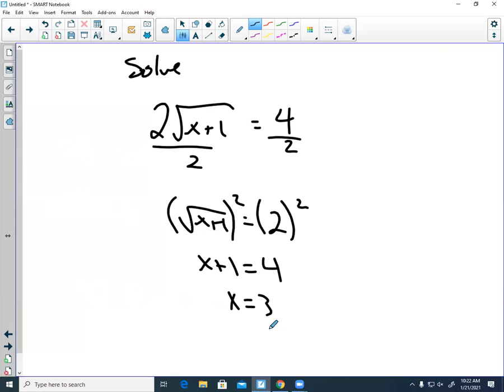All right, so that's something to think about. But your first step with these, actually with all of them basically, is to isolate the radical as much as possible.